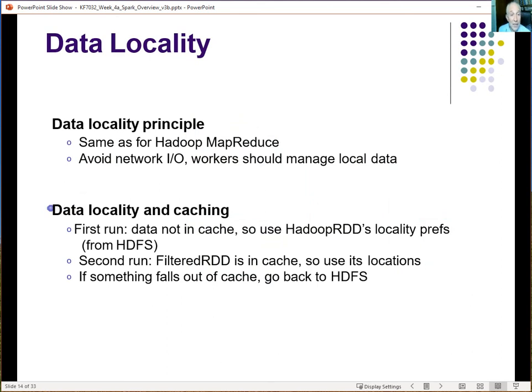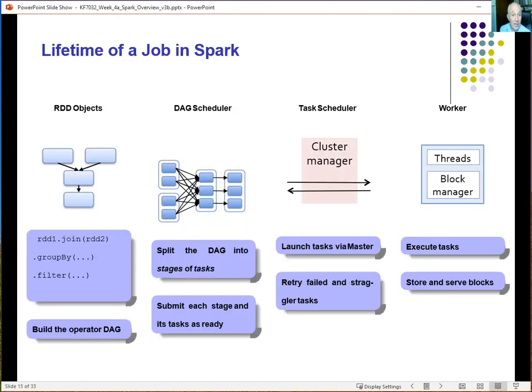So I've already mentioned data locality. We're trying to avoid network I/O, so all the workers should manage their own local data. We should be trying to store the data in cache if we can. If something isn't in the cache, then we'd store this in a filing system.